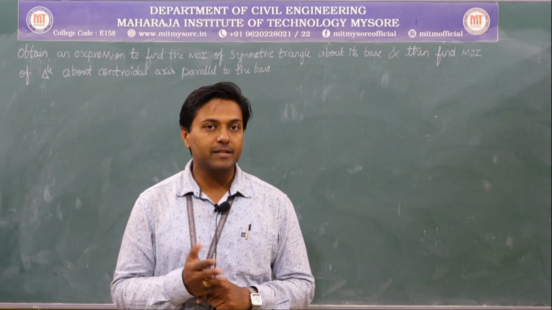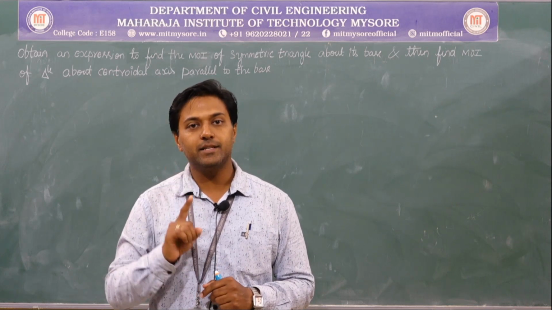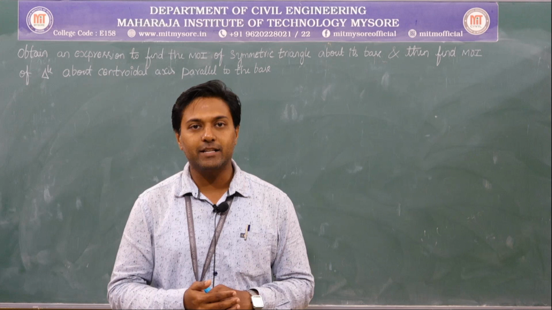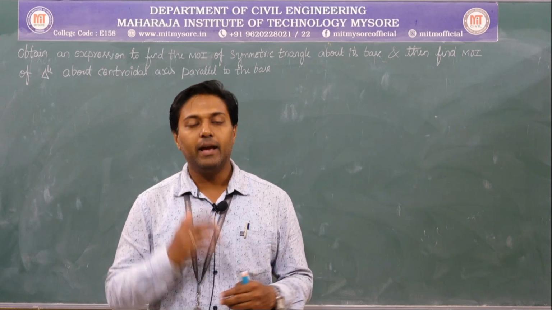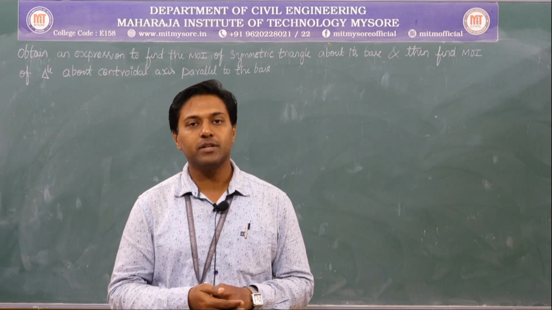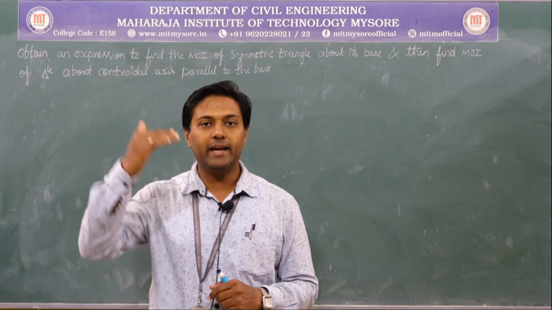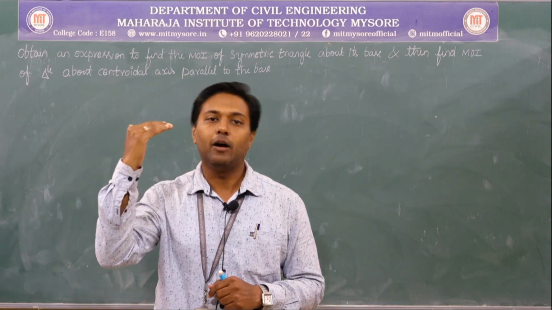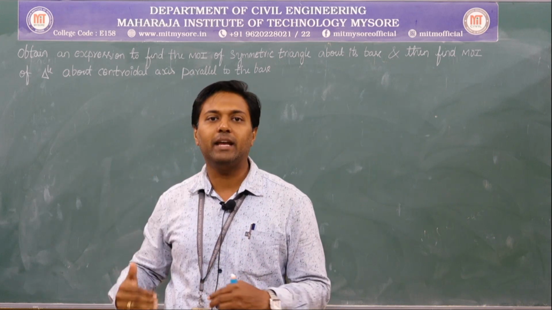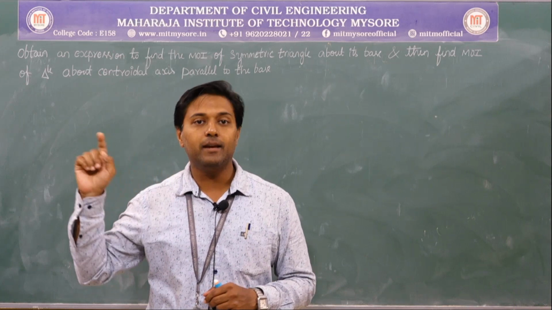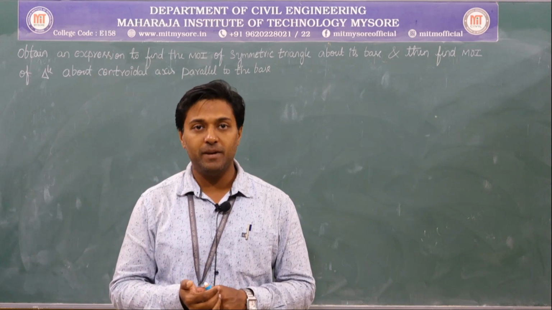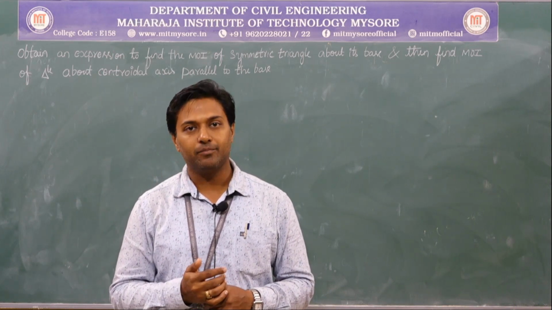So what is that perpendicular axis theorem? It is Izz is equal to Ixx plus Iyy. Similarly, I also derived the parallel axis theorem. So what is that parallel axis theorem? If I want to calculate the moment of inertia of any particular area about any other axis other than the centroidal axis, that is IAB is equal to Ixx plus A H square.